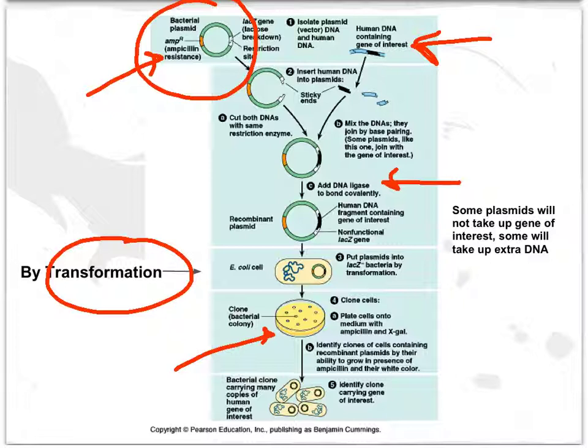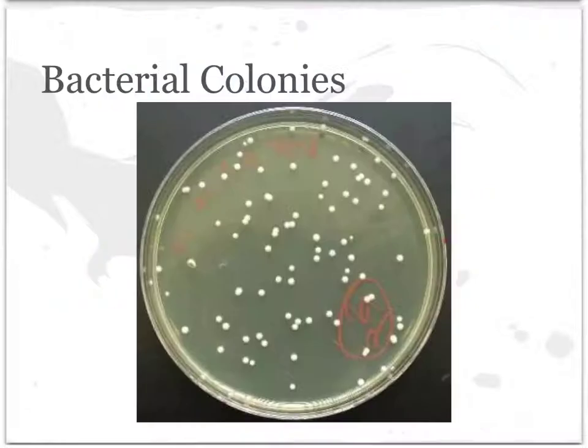Some of the colonies will have the gene of interest. Some of them will have other genes or other DNA inserted into them. This is a nutrient agar plate on which bacteria have been growing. Each of these dots represents a bacterial colony, which means that it's literally millions of identical bacterial cells. Identical meaning that if it's taken up a plasmid, it has the identical fragment of DNA inserted into it. Again, some of those plasmids have taken up our gene of interest.